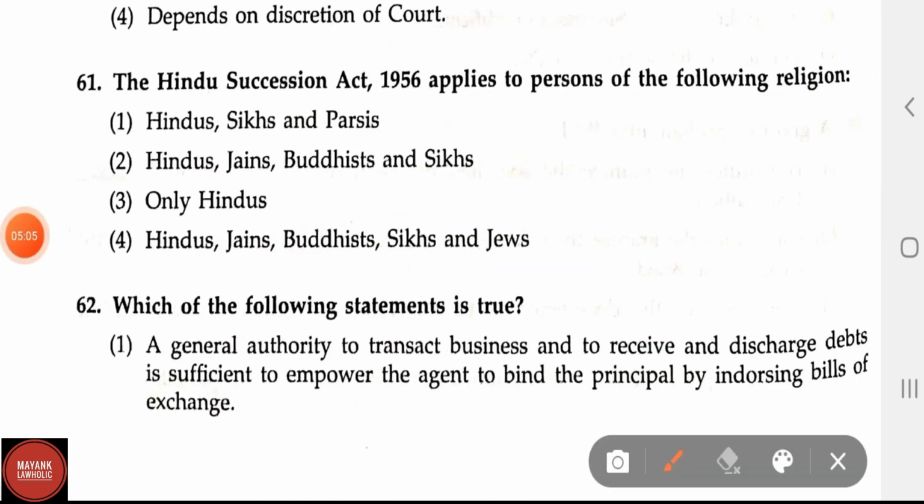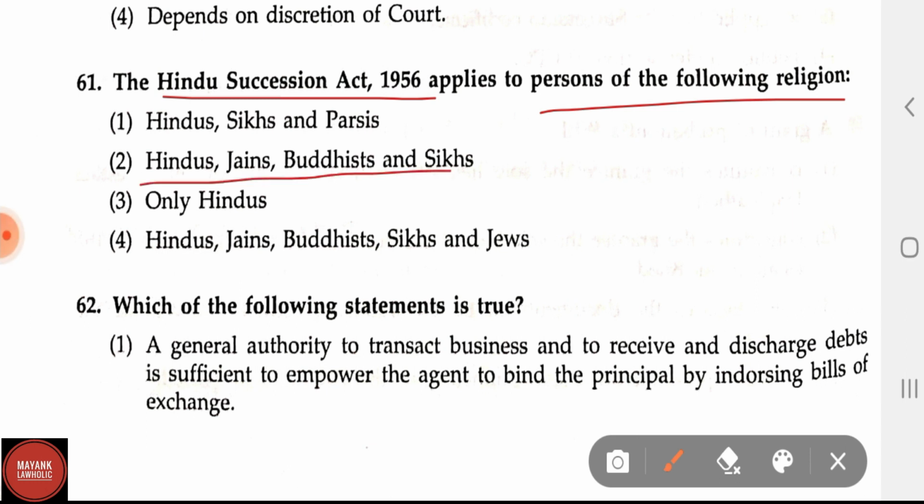Question number 61. The Hindu Succession Act 1956 applies to persons of all the following religions: first option, Hindus, Sikhs and Parsis. Second option, Hindus, Jains, Buddhists and Sikhs. Third option, only Hindus. And fourth option, Hindus, Jains, Buddhists, Sikhs and Jews. In question number 61, the correct answer is Hindu, Jain, Buddhist and Sikhs. The Hindu Succession Act does not apply to Jews. That's why this is not the right answer. And here on Parsis also, the Hindu Succession Act does not apply. So this is also not the right answer.